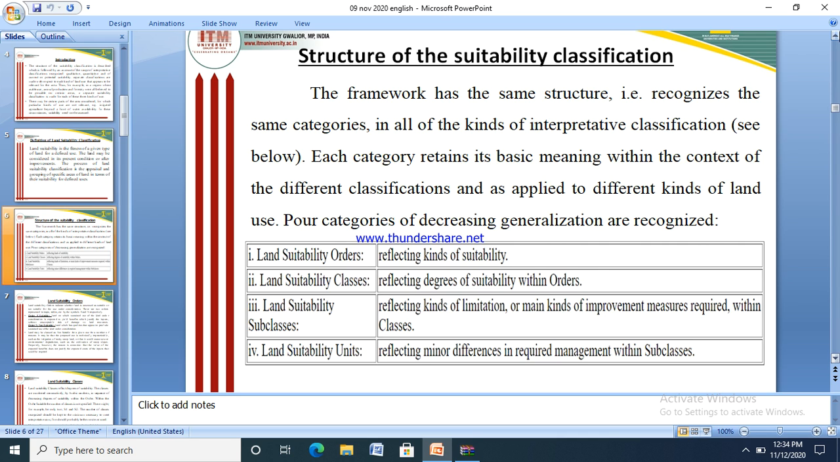This is the structure of the suitability classification. You can see the table. There are four categories of suitability classification. Land suitability order reflects the kinds of suitability. Land suitability class reflects the degree of suitability within the order. Land suitability subclass reflects the kind of limitation or management and improvement measures required within the class. And land suitability unit reflects the differences in required management within the subclass.